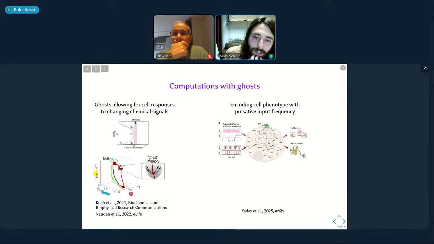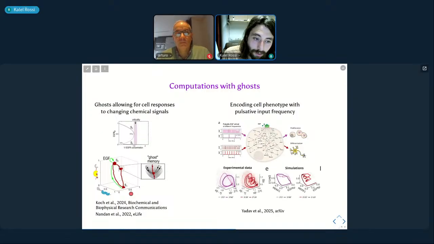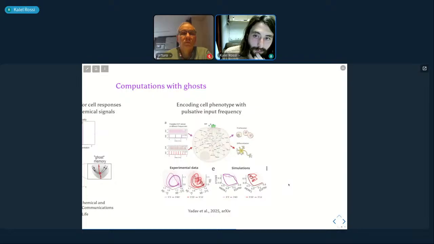So I'll just mention the idea that cells have to classify different kinds of inputs. Certain inputs lead it to proliferate, to divide. Other inputs lead it to differentiate. So there are very different behaviors for cells. And this can be achieved if you measure from experiments and also do models. You see that the presence of ghosts in state space allows a dynamical system to perform classification tasks. So it's also a cool example of ghosts in living systems.